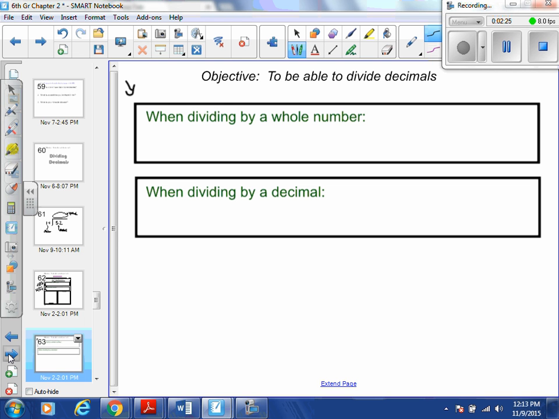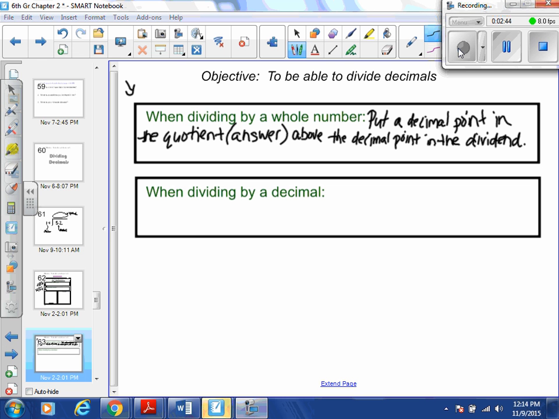So first thing that you need to do when you're dividing by a whole number, your divisor is a whole number, is you need to put a decimal point in the quotient, which is the answer when you divide. Put a decimal point in the quotient above the decimal point in the dividend. So let's get that written down. Again, for those of you who think my gorgeous handwriting is a little hard to read, put a decimal point in the quotient, which is the answer when you divide, above the decimal point in the dividend.